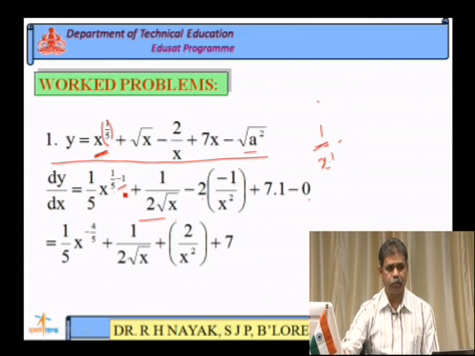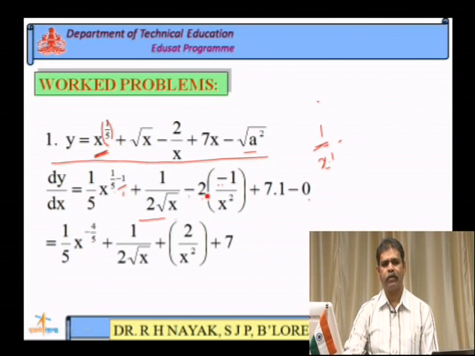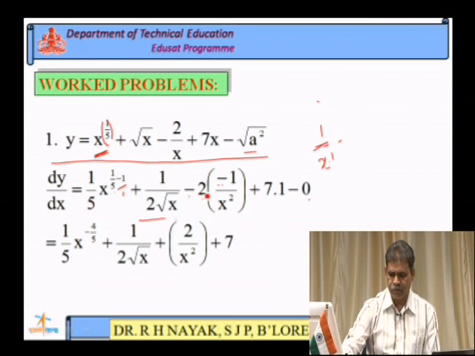1 minus 5 into 1 is minus 4, that is 1 by 5 into x to the power of minus 4 by 5, plus 1 by 2 root x taken as it is. Then here we have multiplied this minus with this minus, minus into minus is plus, 2 into 1, 2 divided by x square, plus 7. This is based on which rule? It is based on the constant into function as well as the sum or difference of two or more functions.